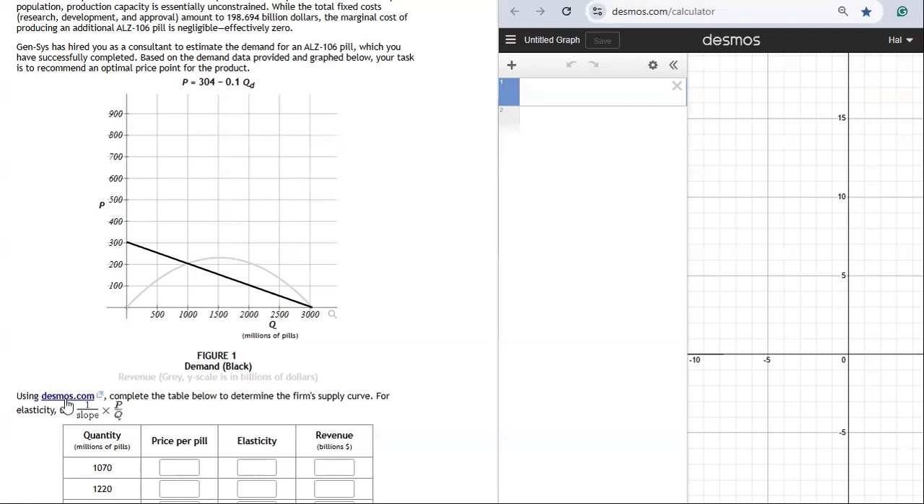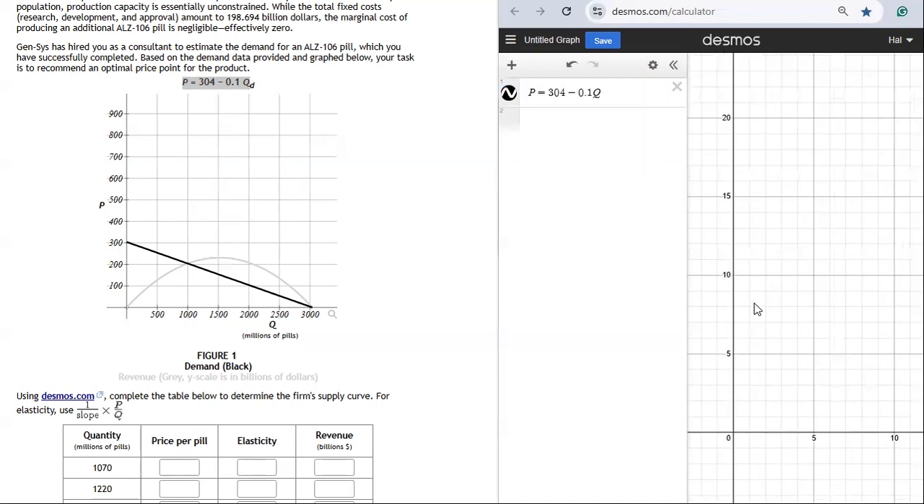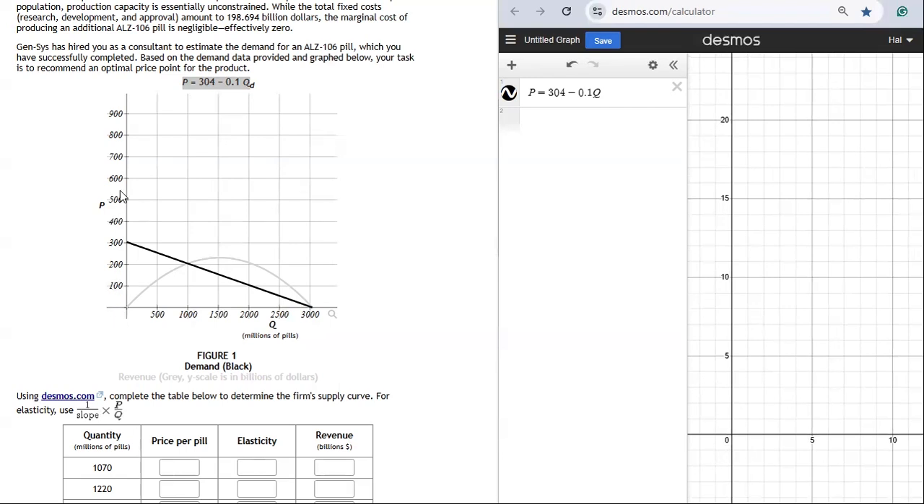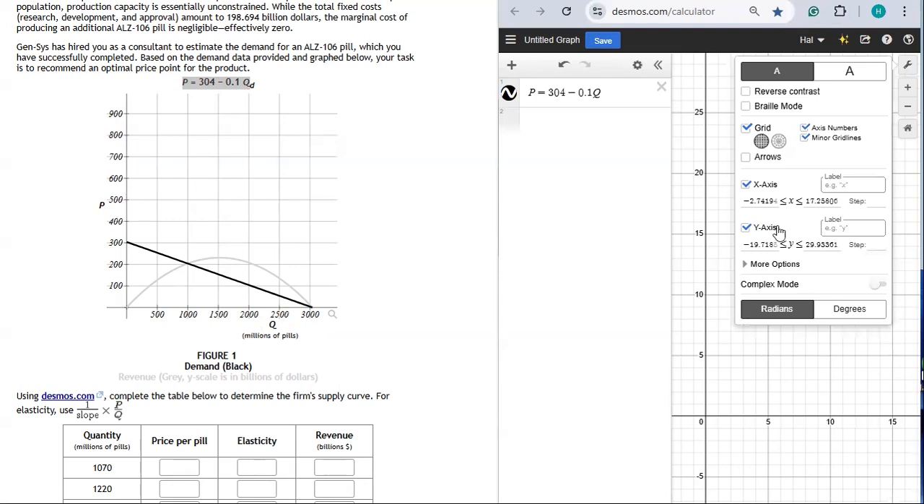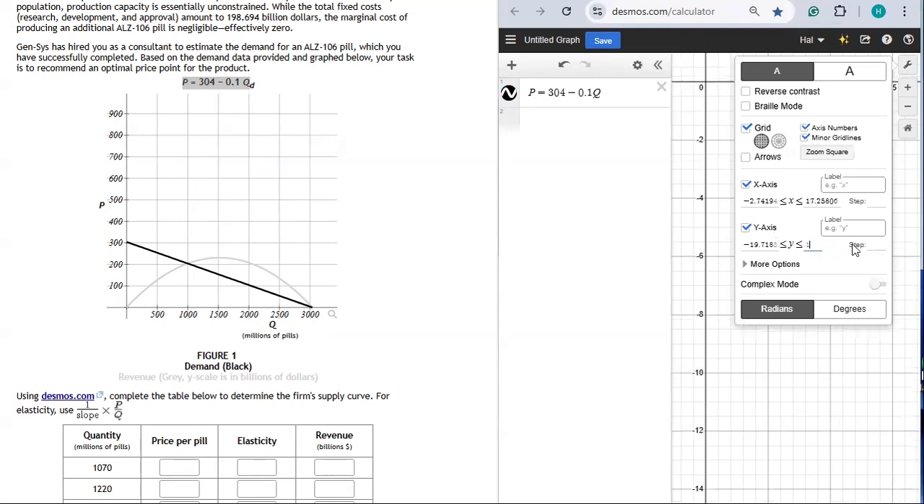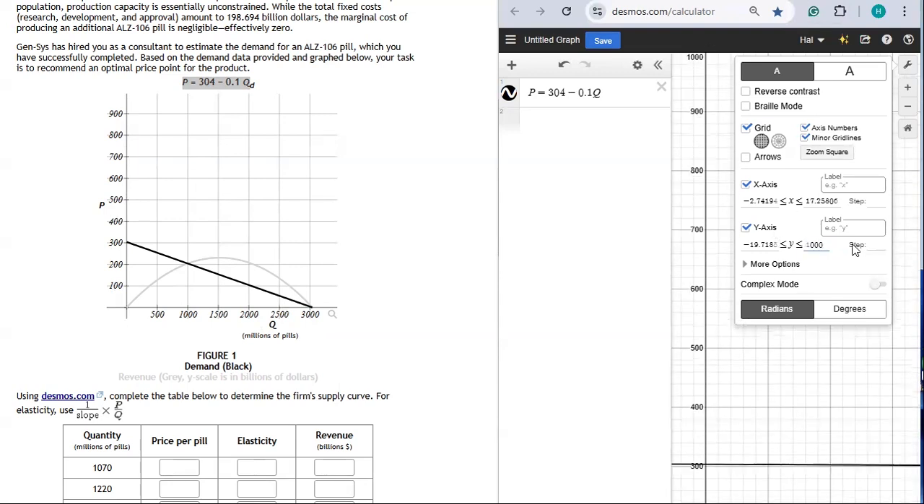I've already opened up Desmos here. I'm going to copy this equation to Desmos. I'm not going to include the D. I'm going to change the color of it to black. I got to fit it in this space here. Notice that the y-axis goes from 0 to about 1,000. I'm going to click the wrench here and type 1,000 in for the highest range for y. And then the x-axis, it runs from 0 to about 3,500.